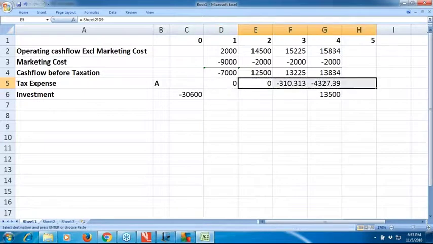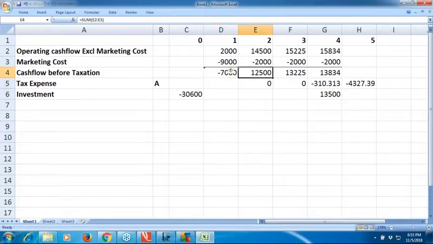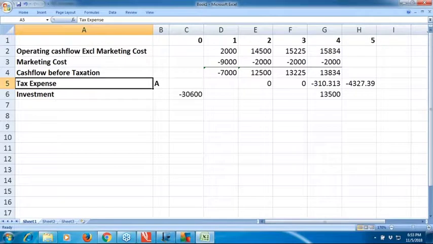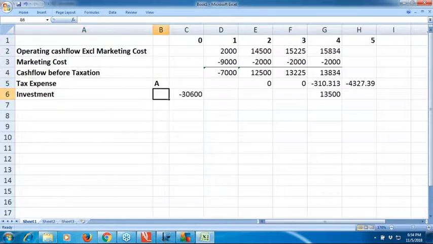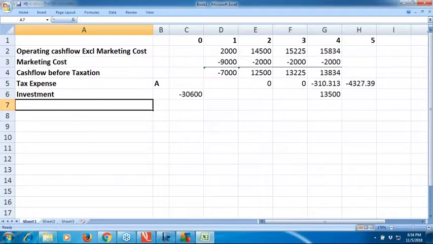The taxation is in arrears. So it's actually going to be year one, year two, year three, year four and year five. That's how the tax is going to be. The taxation will be shown in arrears because it's payable one year after. Now, what next is there? The next situation is investment, which is 30,600. We have got year four, which is the residual value, 13,500.